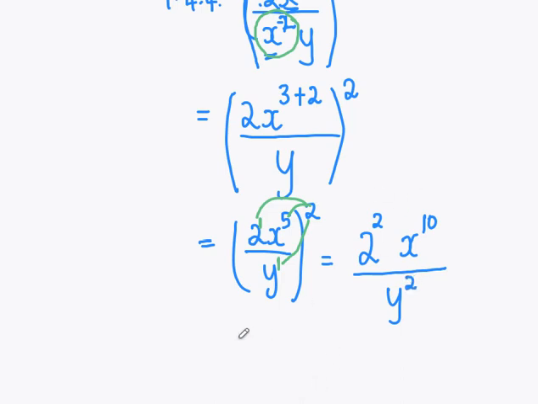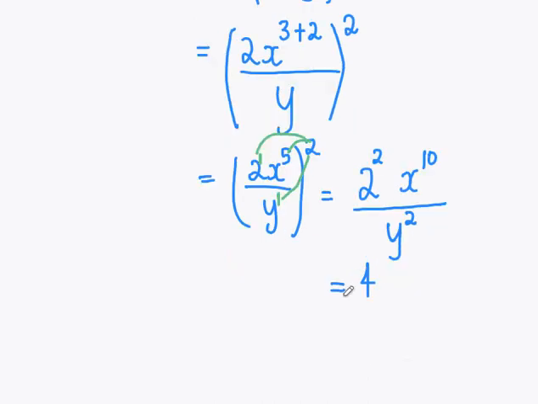Then let's simplify the 2 there. 2 squared will give us 4, x to the power 10 divided by y to the power 2. And now all our answers are in positive exponents. So we are now done.